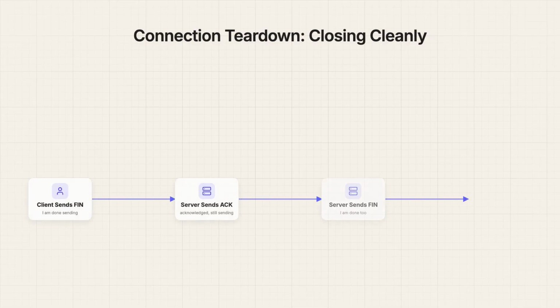Closing a TCP connection takes 4 steps because each side closes independently. The client sends a FIN when it has no more data to send. The server acknowledges it but may continue sending its own data. When the server is also finished, it sends its own FIN. The client acknowledges that FIN, and after a short wait, the connection is fully released.